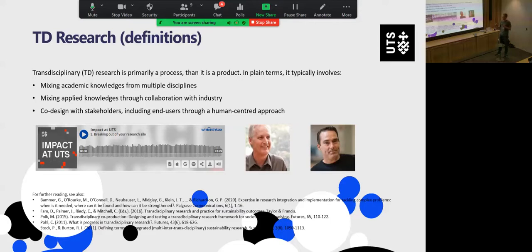So I'll also push back a little bit about what an end user is. Is it just the industry partner, or is it the people who will ultimately use whatever product or service or innovation you're bringing out? I don't know if you've seen the Impact at UTS podcast series that was launched late last year. It had a bonus episode for the Vice Chancellor's Research Awards. So here are some quotes from Stuart White and Cam that I've plucked out that provide two similar but very complementary takes on what TD is.